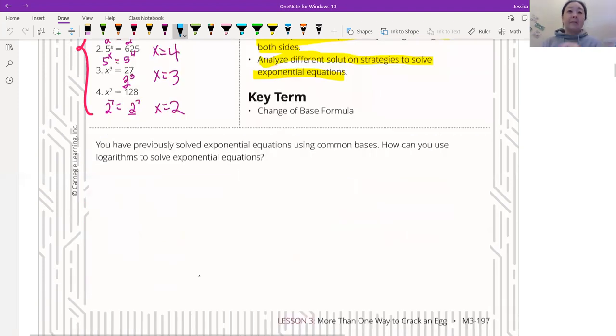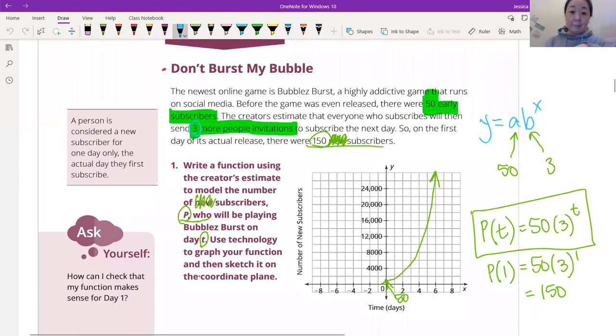Let's see here. So don't burst my bubble, peoples. But that is the newest online game. It's Bubbles Burst. And apparently it's a very addictive game. That's what it says. Don't Google it. It's not there unless it is.